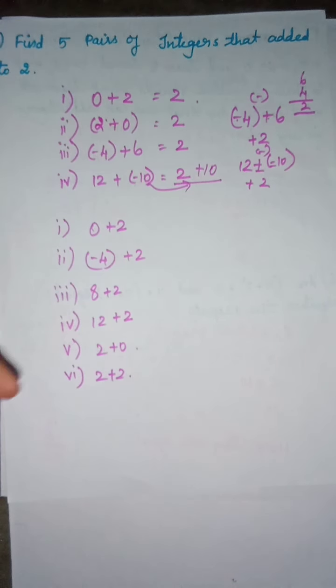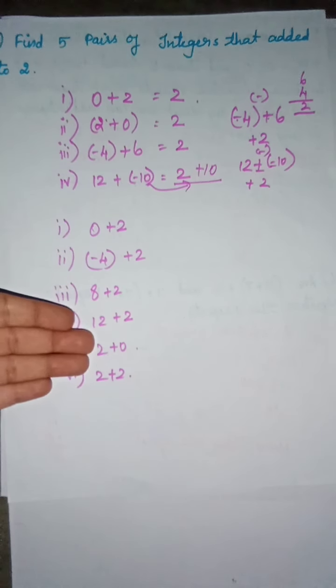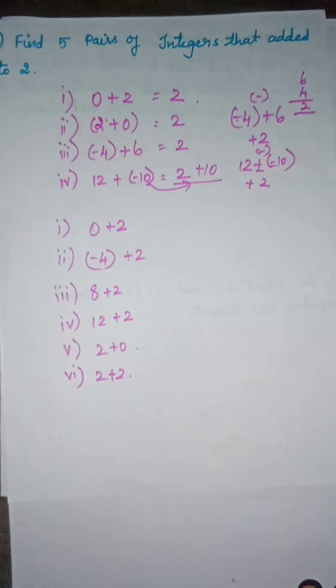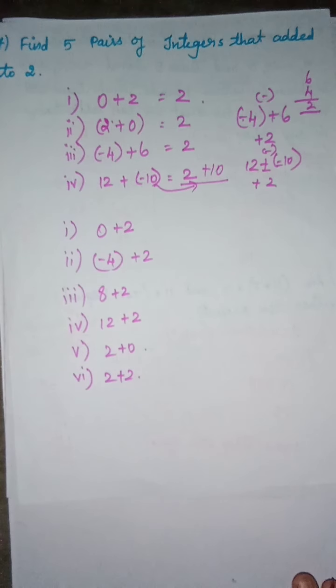Clear? So both the answers are same. You can do it this type or that type. You can do whatever type you want. So if you have 5 pairs, you can do more pairs if you know.